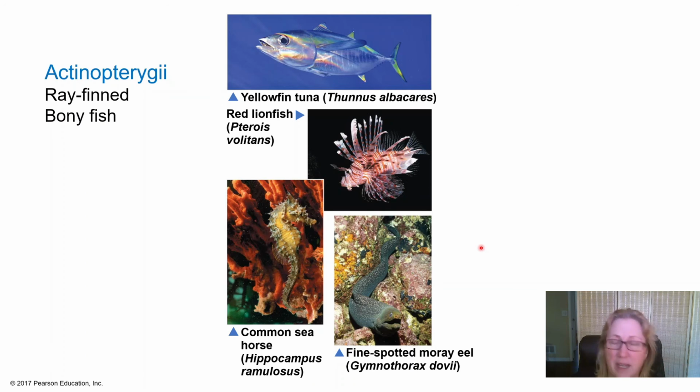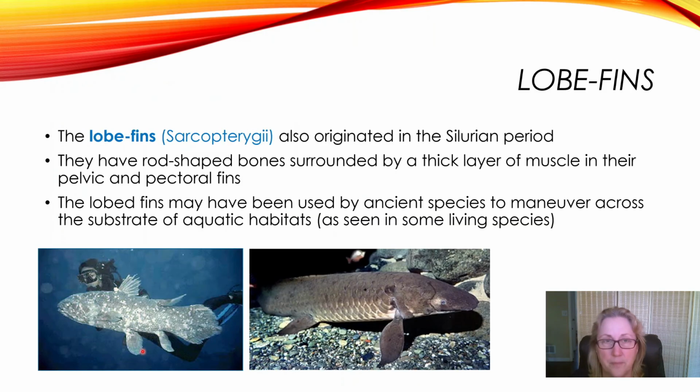Almost all of them have external fertilization of the eggs and completely external development, although there are a few that are viviparous, which means they give birth to live young. But that's an unusual trait in ray-finned fish.